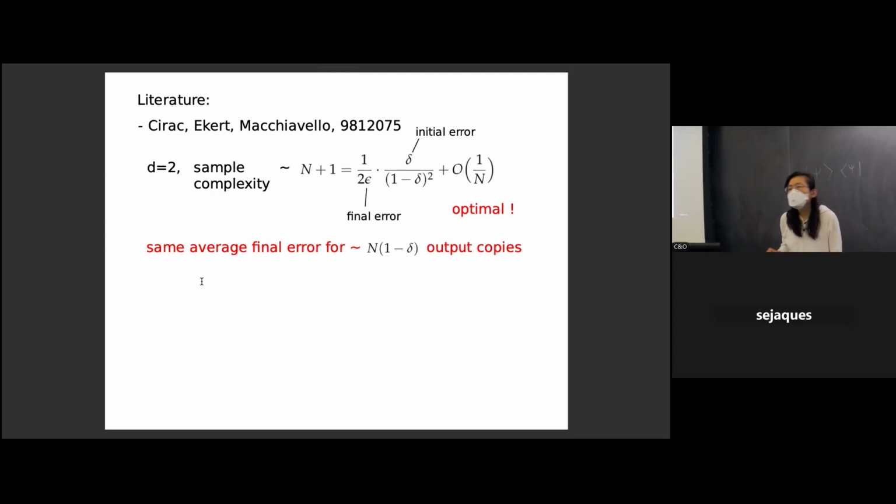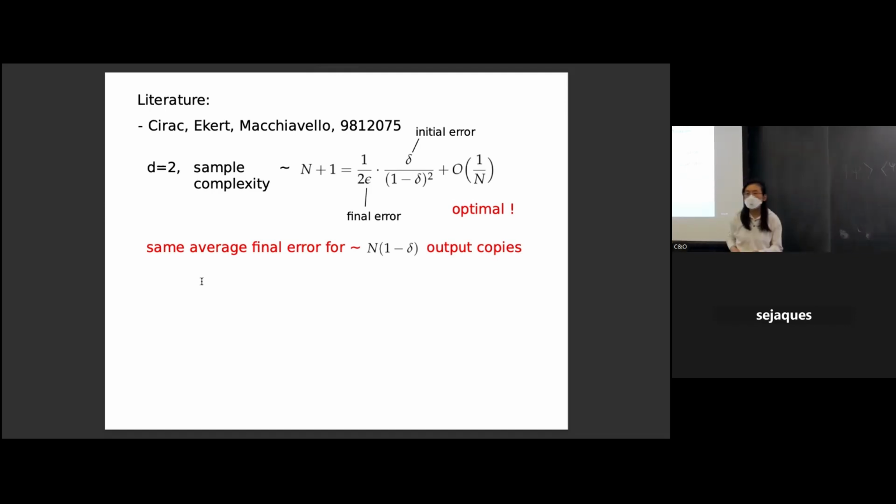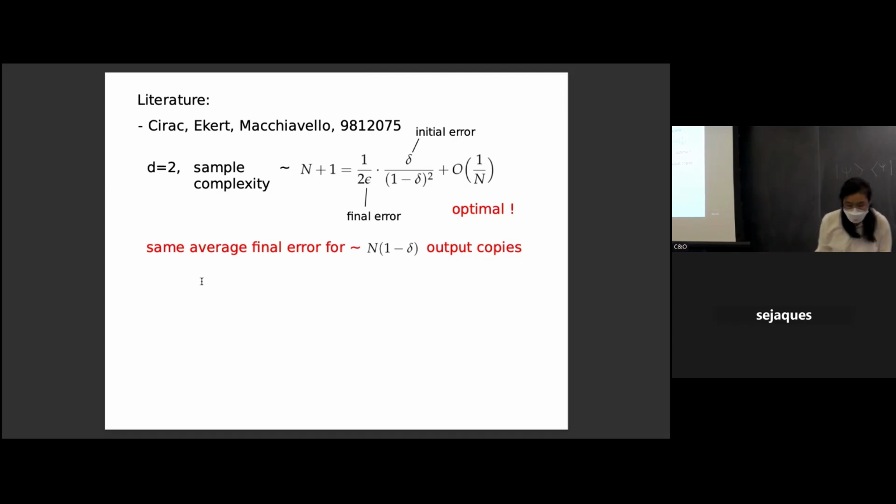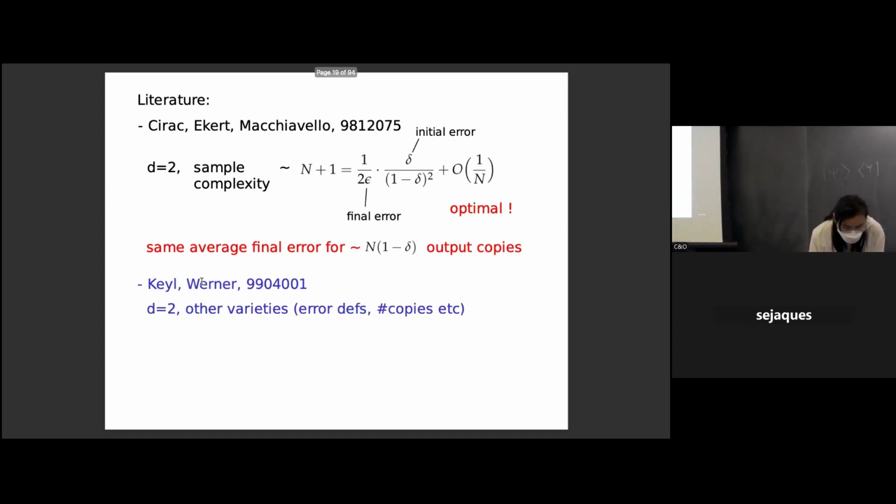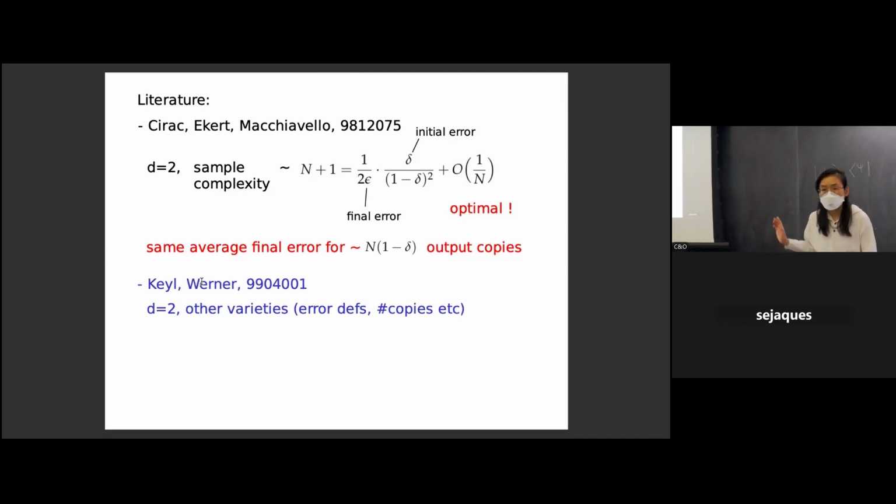And furthermore, there is a very curious side bonus of the protocol that they have. Instead of producing just one copy, if you want to produce n times (1 minus delta) copies, as long as you don't use those copies jointly, it doesn't affect the fidelity or the noise rate. There was very similar work at around the same time by Keyl and Werner. They studied the same problem, with more error definitions and so on. So I just want to mention that there is a second paper on the same subject around the same time.